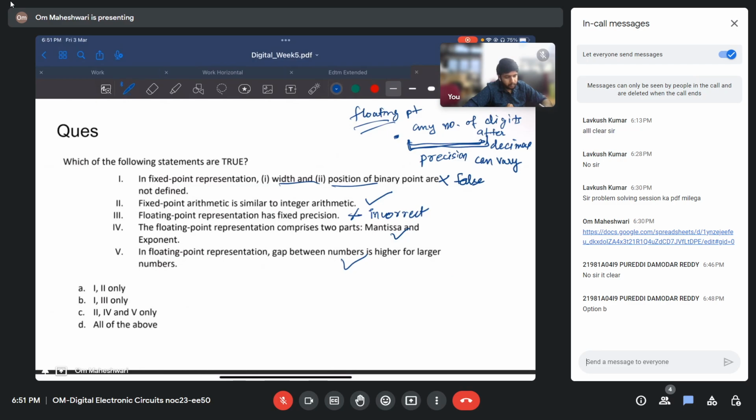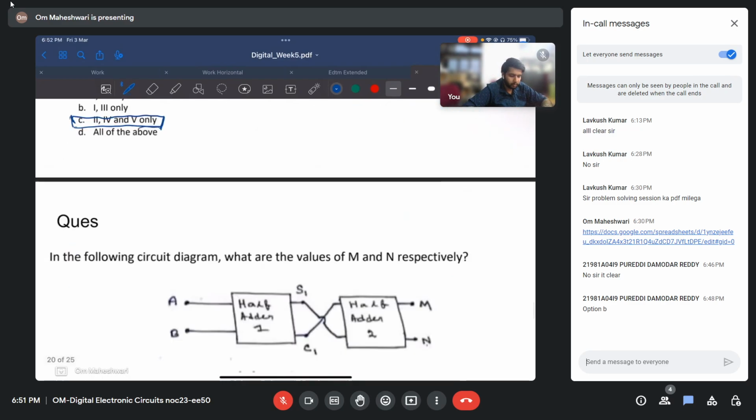So the answer is 1, 2, 4, 5. So 1 is incorrect, and 2, 4, and 5 are correct only. So C is the answer. This is fairly theoretical, and you can see it in the lectures also. Let's rest on this. So let us move on to the next part.